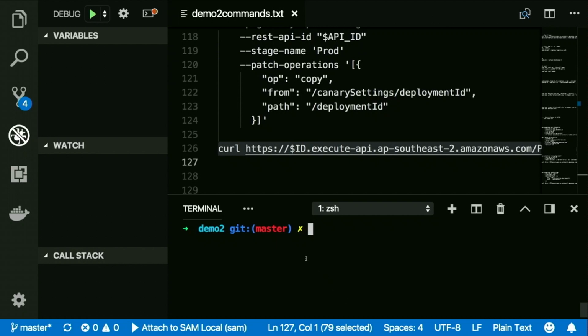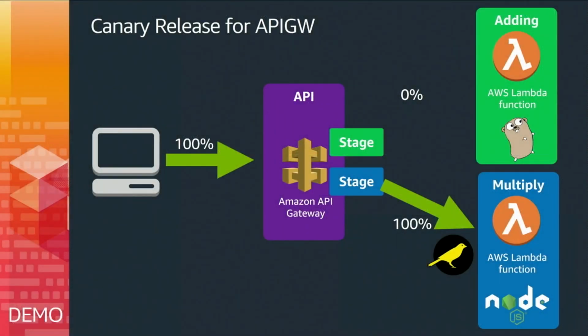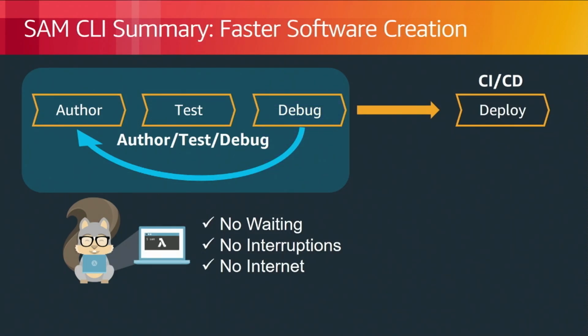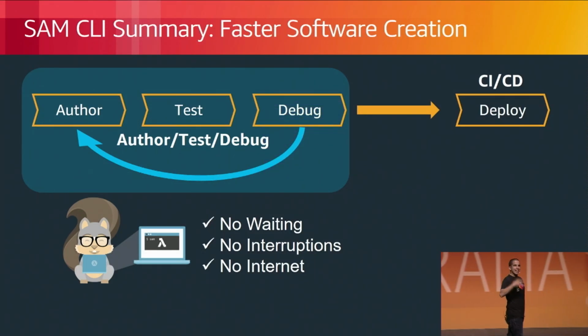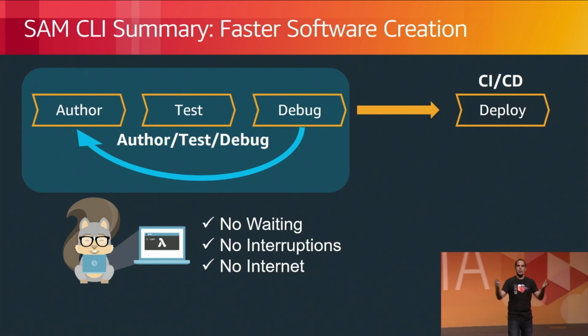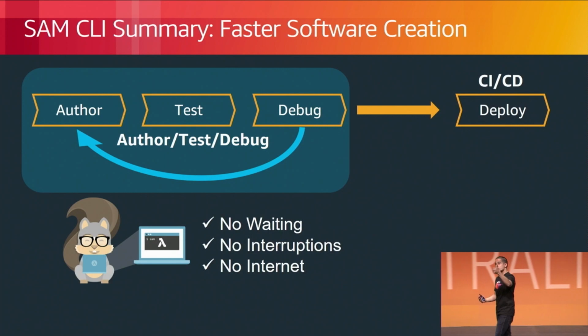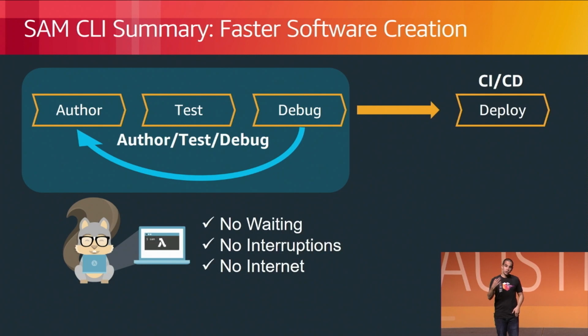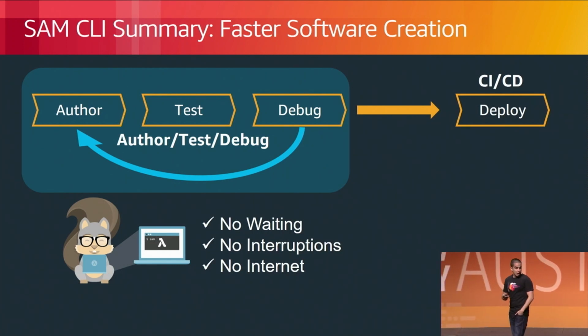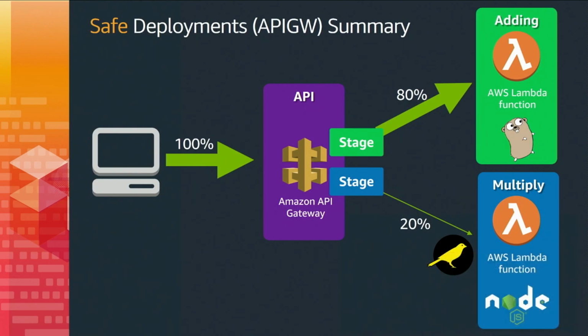So let's go back to my slides. You've seen how the SAM CLI is helping us gain speed in software creation because it's bringing all the good things about SAM and Lambda into our local machine so that we can create those serverless applications without waiting, without interruptions, and perhaps without internet. We can have that tight author, test, and debug loop. You've also seen how easy it is to implement, arguably easy, and I hope you memorized those commands, canary releases for API Gateway so that we can gradually roll out new APIs and new API configurations safely.